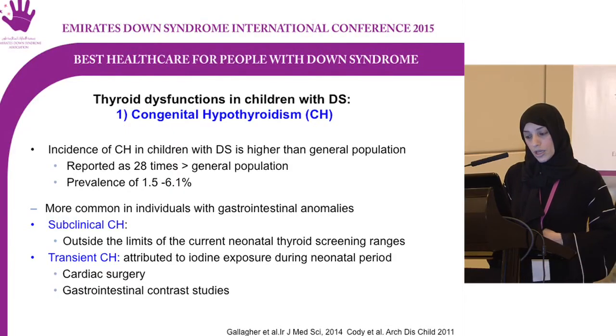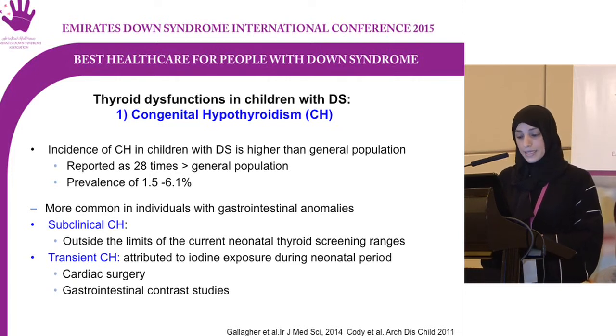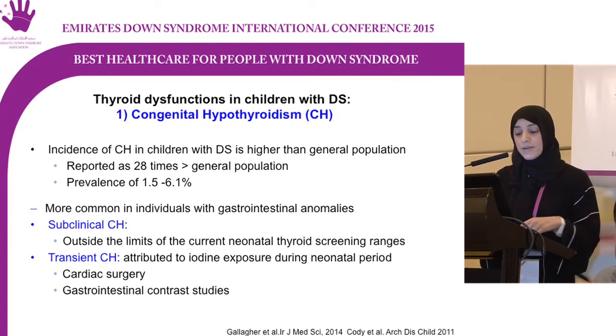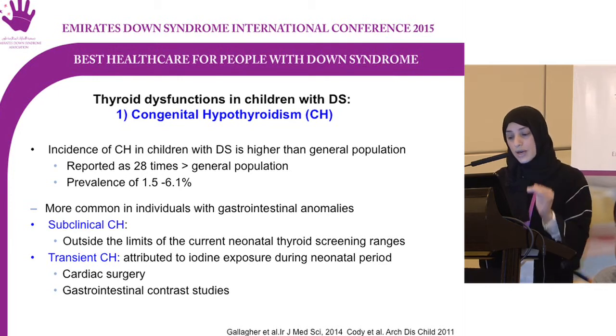Kids with Down syndrome have been found to have 28 times more evidence of hypothyroidism than the general population. And it's more common with kids with gastrointestinal abnormality. For the subclinical hypothyroidism, what even makes it more challenging is that although the cutoff for the newborn screening is 40, kids with Down syndrome tend to have a lower limit.